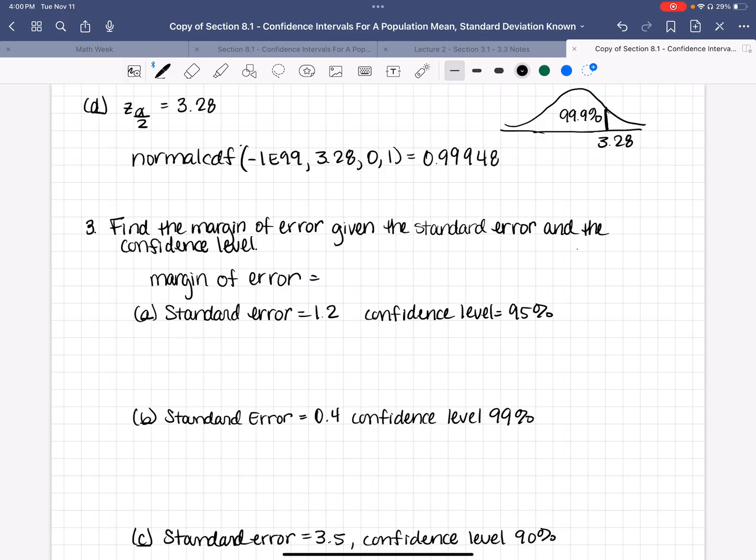All I'm missing is 0.1%. Okay, so if that's 0.1%, then that means that over here I have 0.1%, which means that I have 99.8% there. Okay, so I get 99.8%.